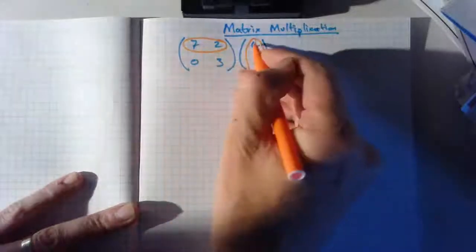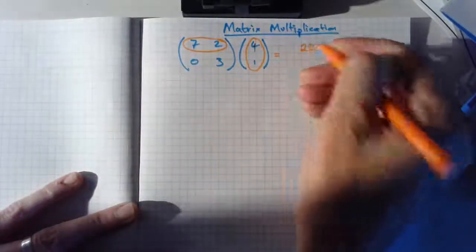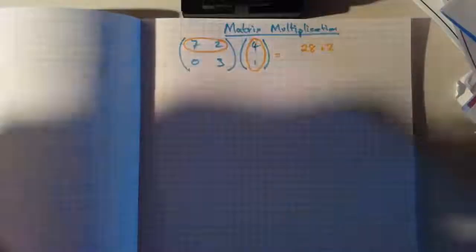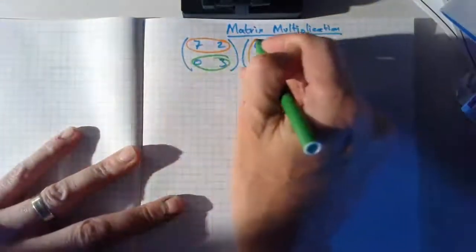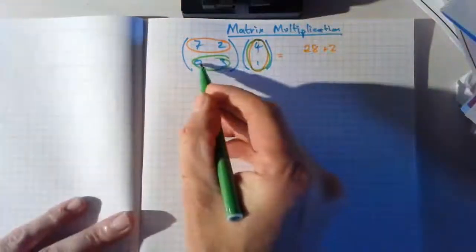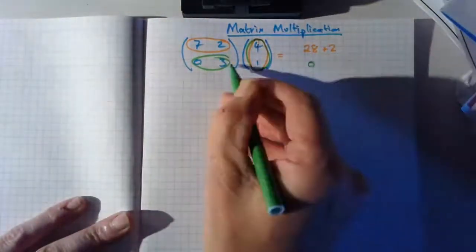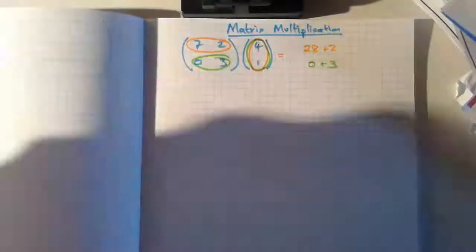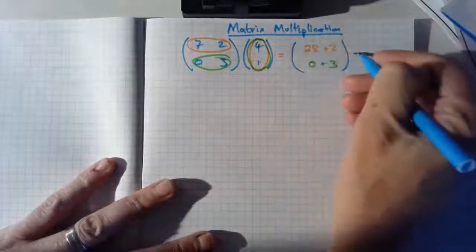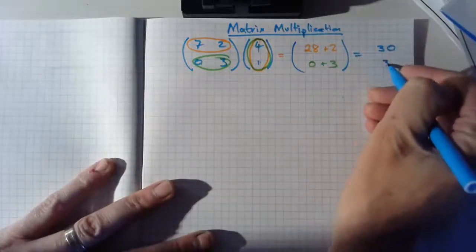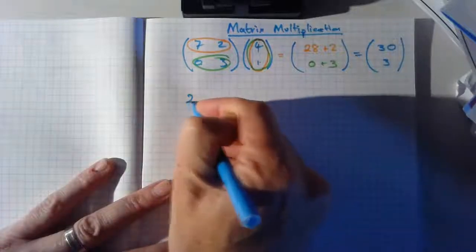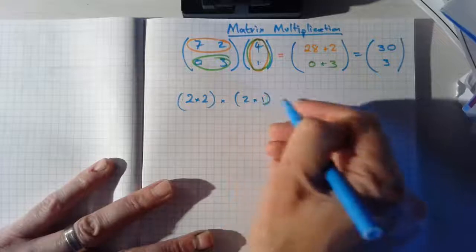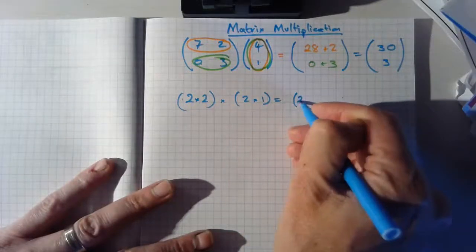So 7 times 4 is 28, 2 times 1 is 2, and then the bottom row multiplied again by the same column. 0 times 4 is 0, 3 times 1 is 3. So this matrix can now be simplified to 30 and 3. So that's a 2 by 2 multiplied by a 2 by 1 will always result in a 2 by 1 matrix.